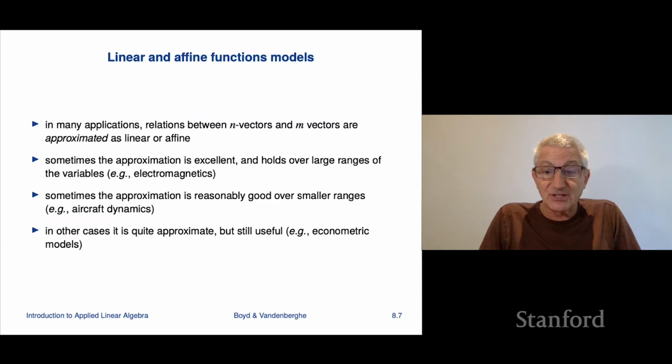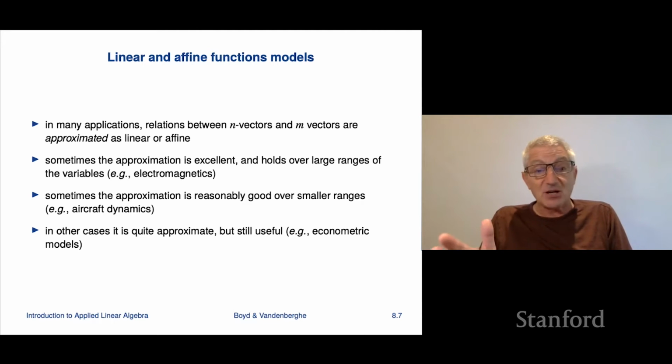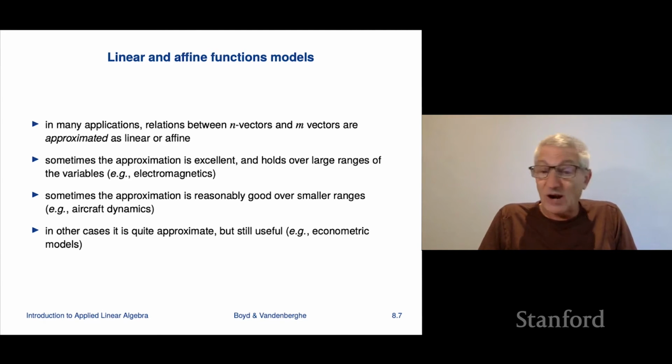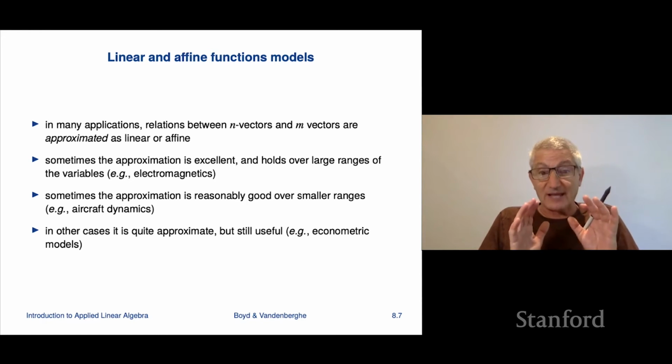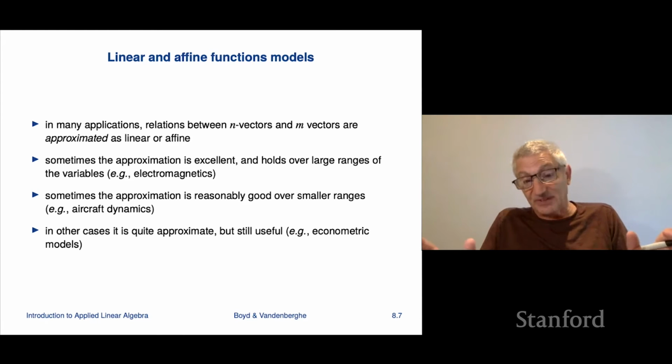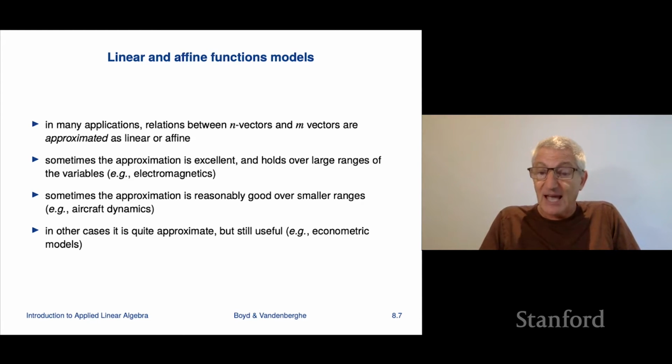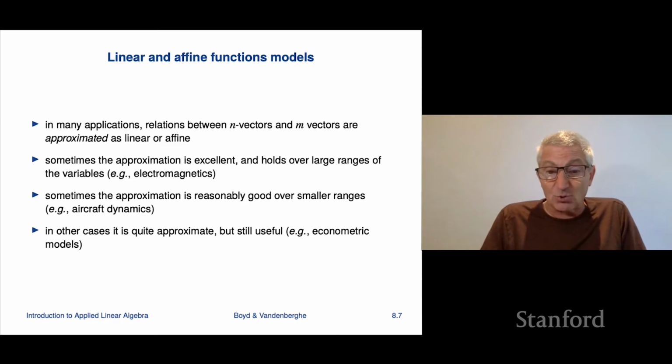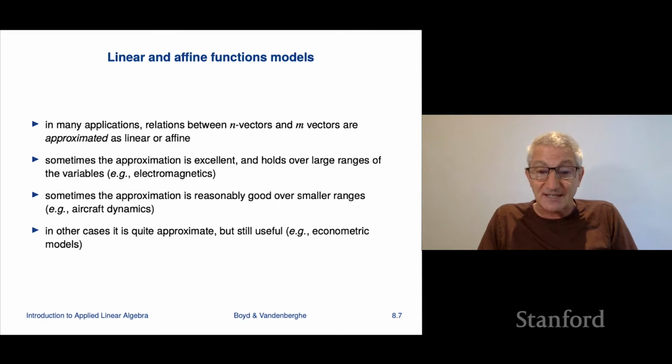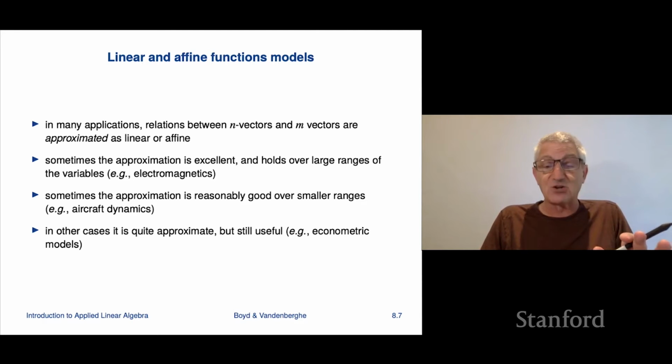So in many applications, relations between an n vector and an m vector are approximated. Sometimes the approximation is very good, as linear or affine, right? So sometimes the approximation is really good and holds out to the fifth and sixth decimal place or something. An example of that would be electromagnetics or, for example, acoustics. There are many cases where that function is basically linear.